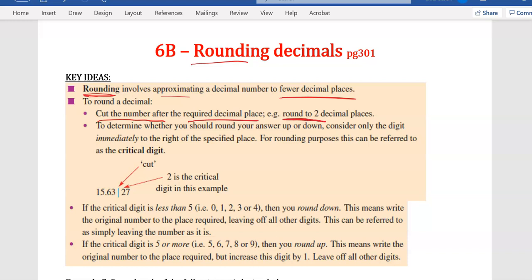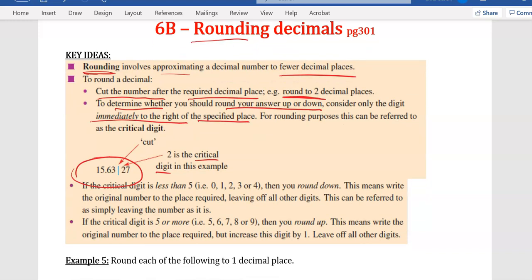Round to 2 decimal places. If we had a large number like we have here, we're going to cut the numbers after 2 decimal places, but we need to see if we need to round up. So to determine whether we need to round up or down, consider what we call the critical digit. That's the digit that you just lopped off right after the second decimal place. It's the one immediately to the right of the specified place. So that's called the critical digit.